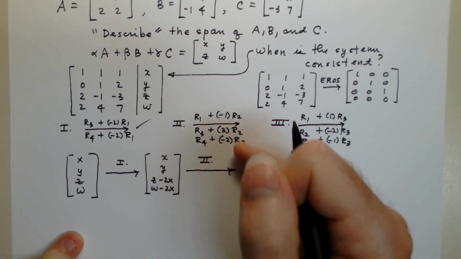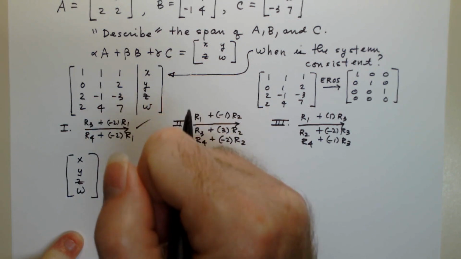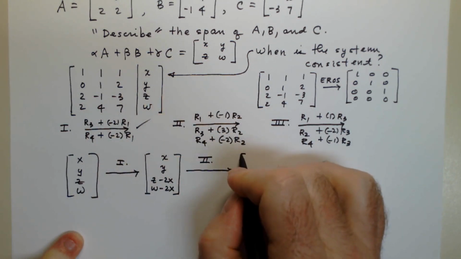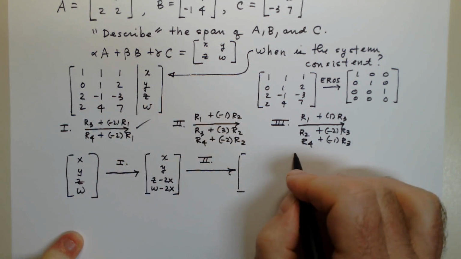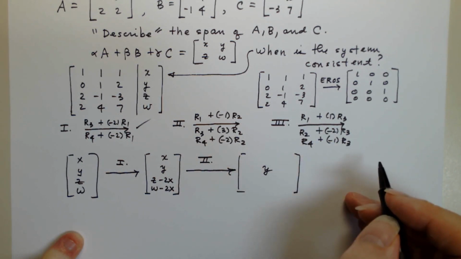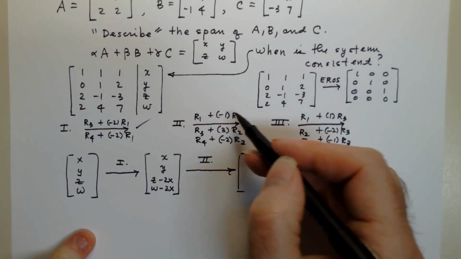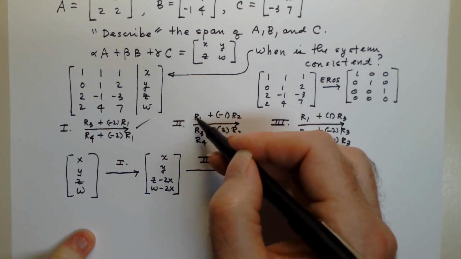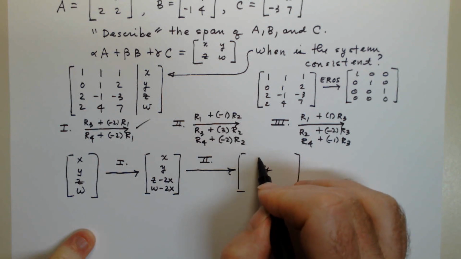And now I'm using row 2 to have an effect on 1, 3, and 4. So row 2 is not changing. That's just going to simply be y. But now what am I doing here? I'm taking a negative 1 times row 2 and adding it up onto row 1. So that's going to be x minus y.